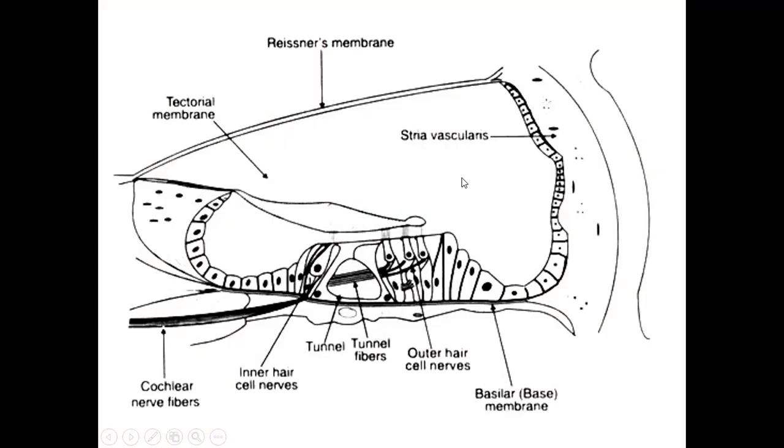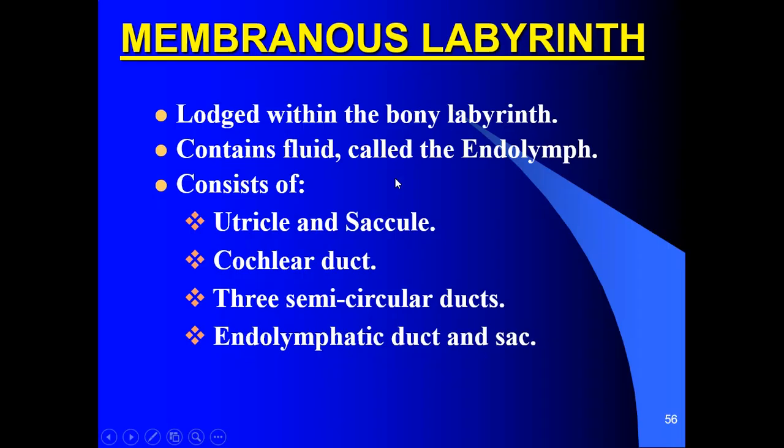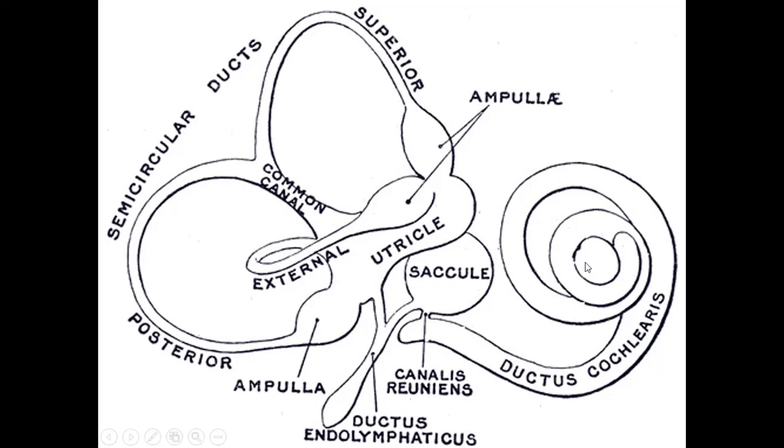Within the cochlear duct or scala media is the organ of Corti, which has hair cells that rest on the basilar membrane. It has the tectorial membrane and the stria vascularis, which forms endolymph within the scala media. The membranous labyrinth is lodged within the bony labyrinth. It contains fluid called endolymph. It consists of the utricle and saccule, cochlear duct, 3 semicircular ducts, and the endolymphatic duct and sac. The cochlear duct, the saccule and utricle lie within the vestibule, and the semicircular ducts within the semicircular canals.